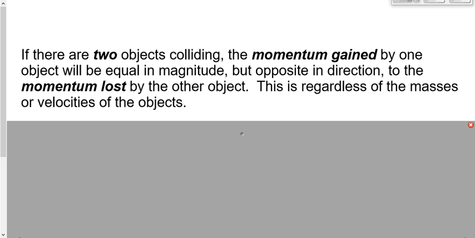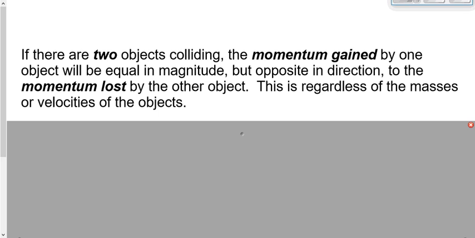So when we have two objects colliding, regardless of mass, regardless of speed, one object will experience a certain impulse, the other object will always experience an equal and opposite impulse. It's real similar to Newton's third law, right? Object A applies a force on object B, and object B applies an equal and opposite force on object A. We're going to do an example in a minute involving two objects.